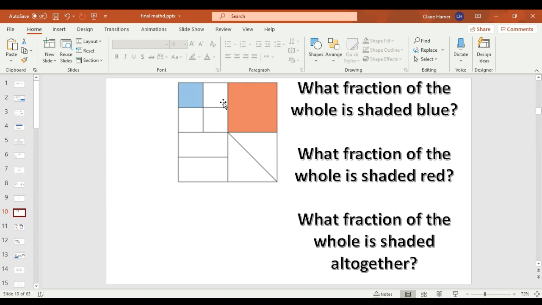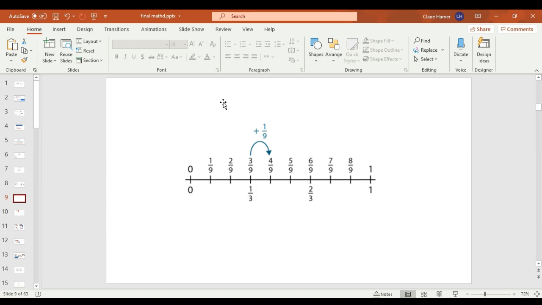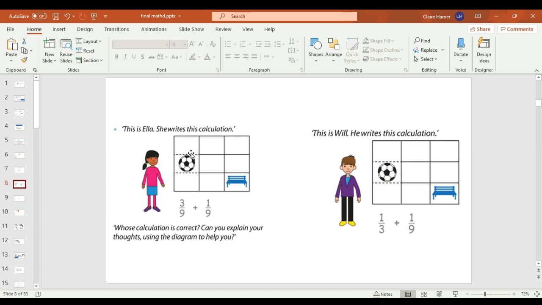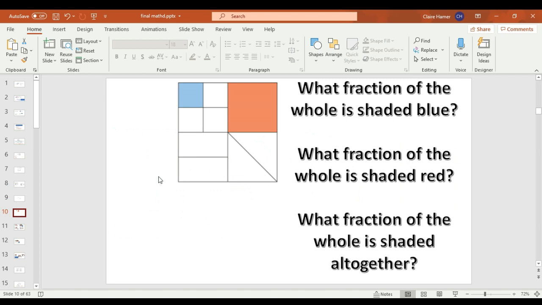Now the clue is that you can only write down a fraction if all of the parts are equal. So you may need to use your finger on your screen, so you may need to point to it and draw some imaginary lines. Okay, because if you remember earlier on, we had to draw some imaginary lines to visualise all of the parts being the same size. So see if you can have a go.